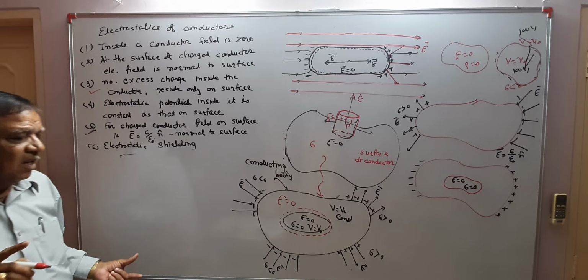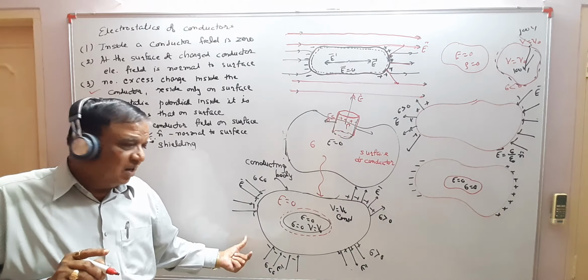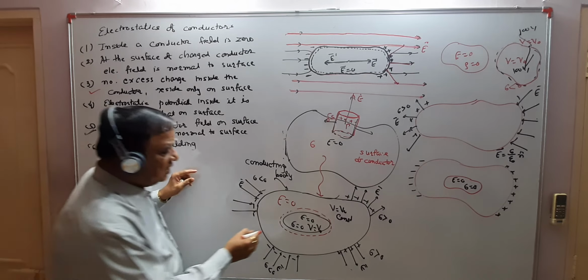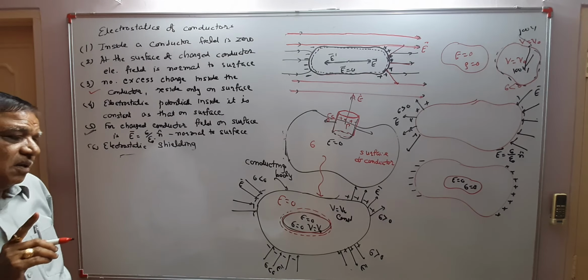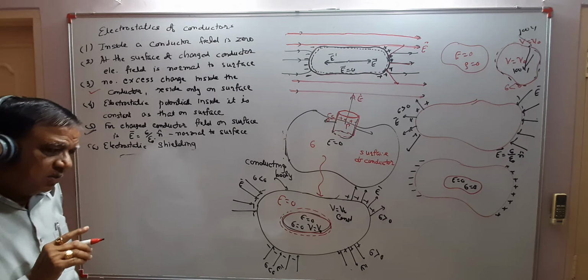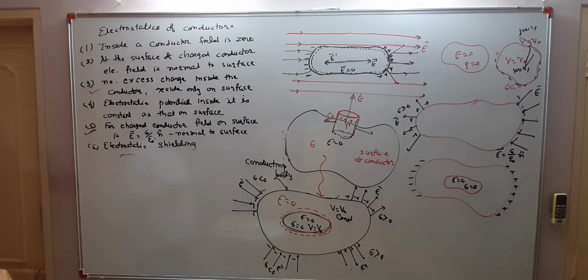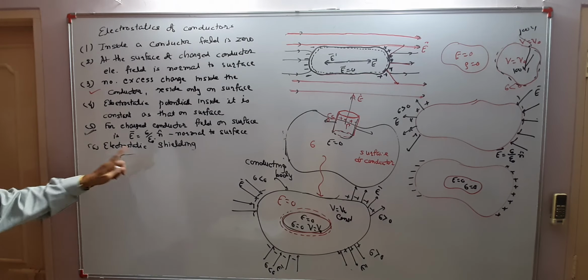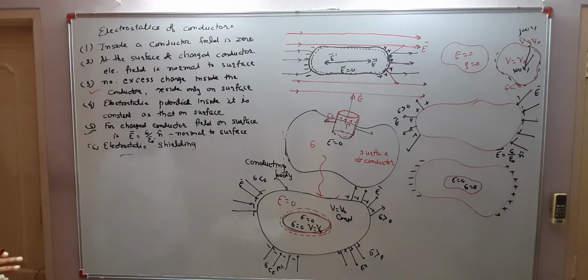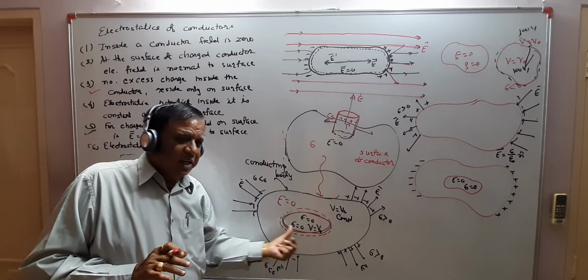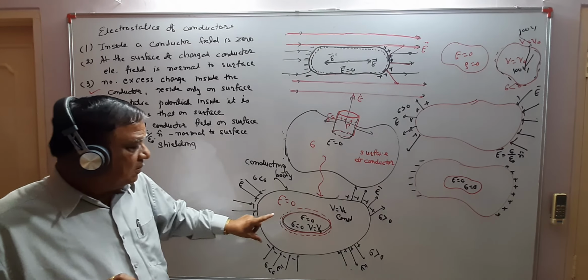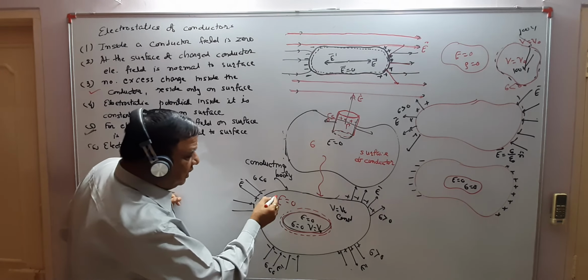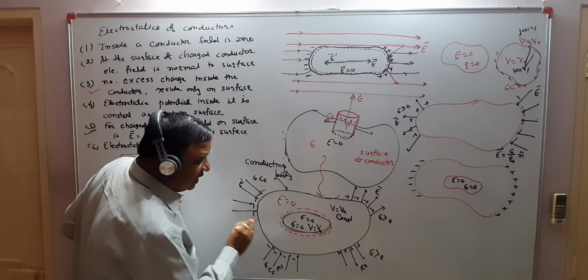Now here we are placing charge, but this region has no charge or field. Establishing a region which is charge free or field free, that phenomenon is known as electrostatic shielding. Electrostatic shielding means this region is shielded; inside there is no effect of the field. Now see, the field is already zero inside the cavity.